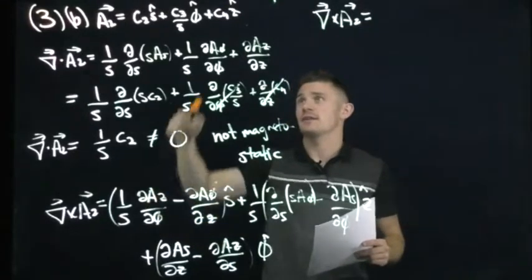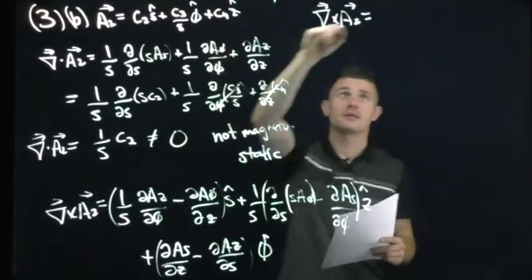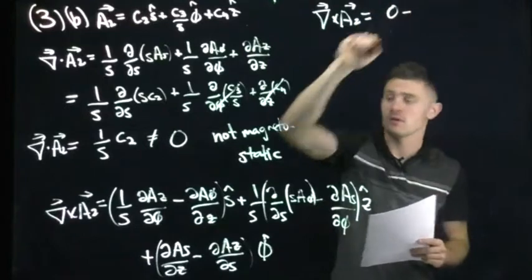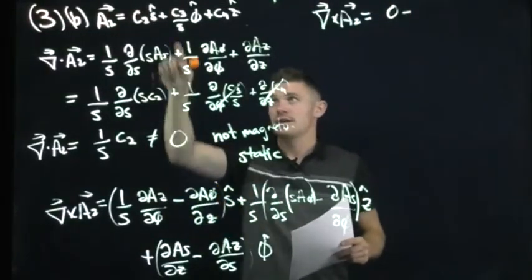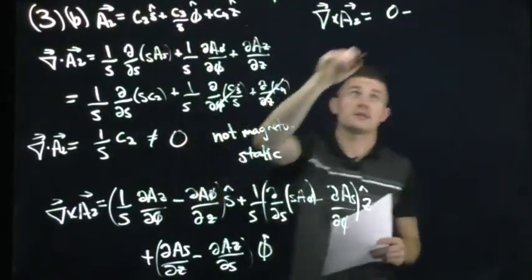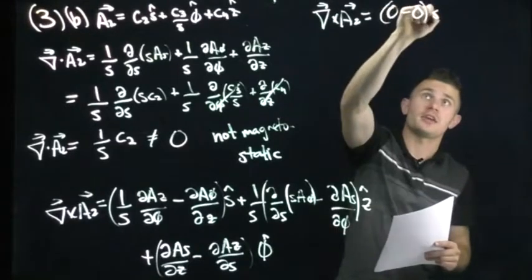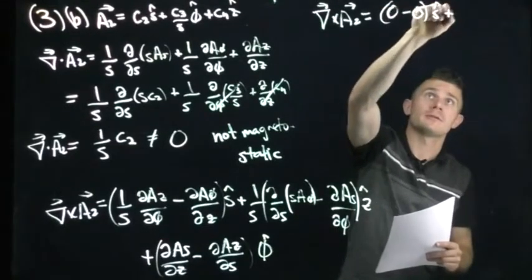So right away we can see that the AZ component doesn't depend on phi, so that's going to be equal to 0. And we have dA phi by dz. Again, the phi component doesn't depend on z, so that's also 0. Some simplifications rather than having to write out all the steps.